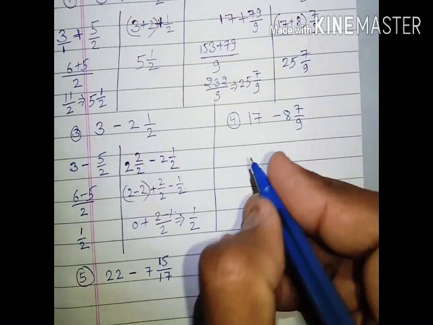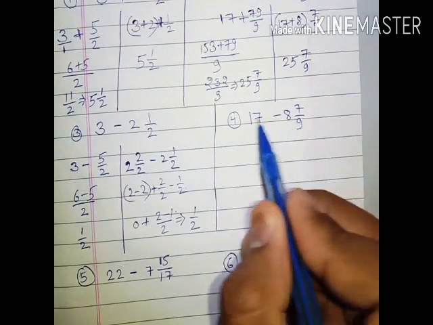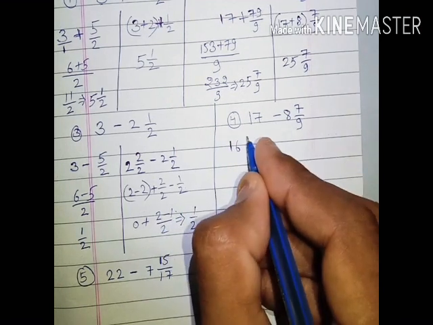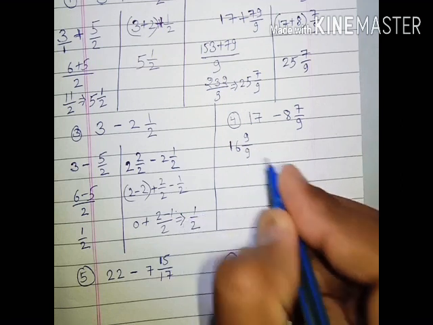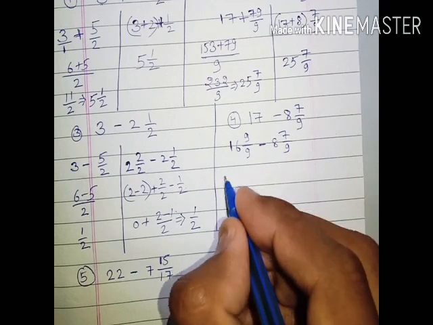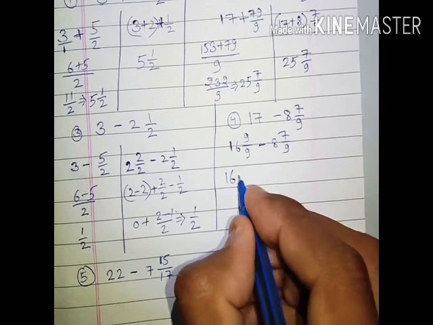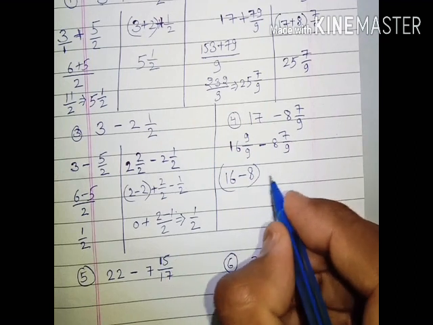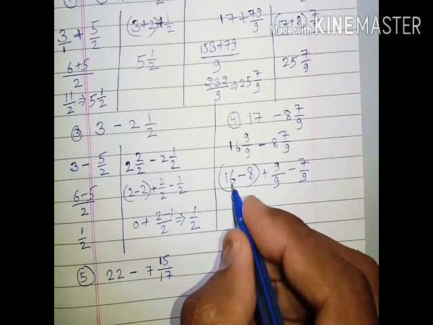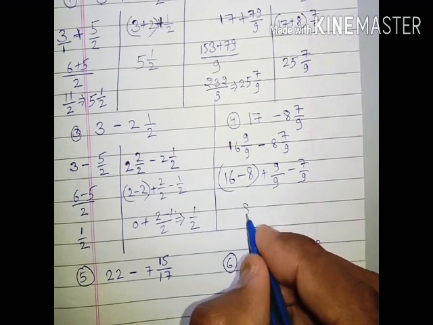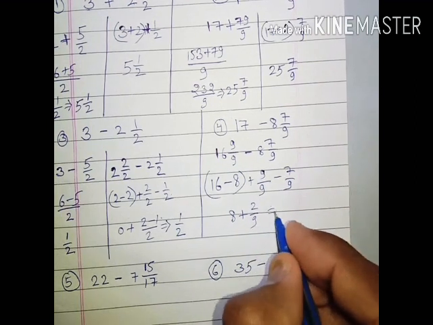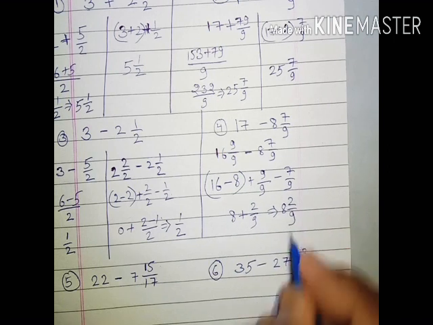Let's practice one more question. 17. To make the denominator same, we have to subtract 1 from 17. We can write 16 9 by 9 and subtract 8 7 by 9. After this we will subtract. 16 minus 8, the answer will be 8, plus 9 by 9 minus 7 by 9, we will get 2 upon 9, and our answer will be 8 2 upon 9.